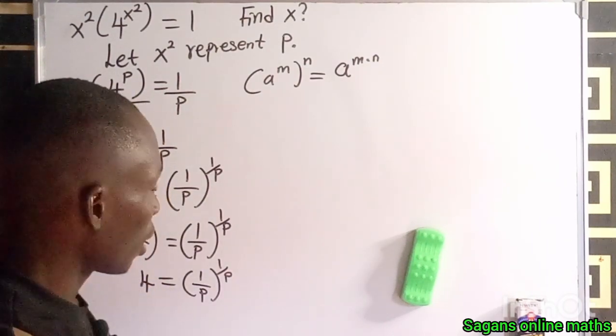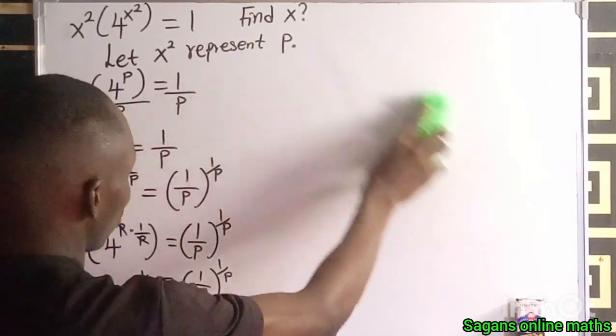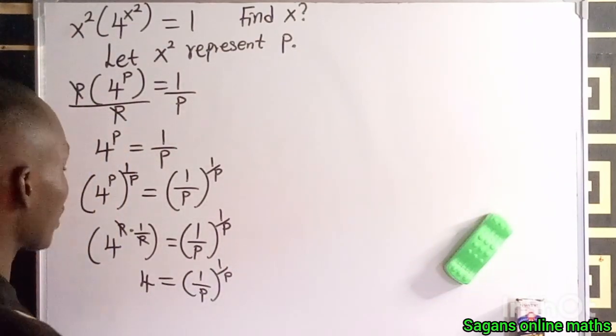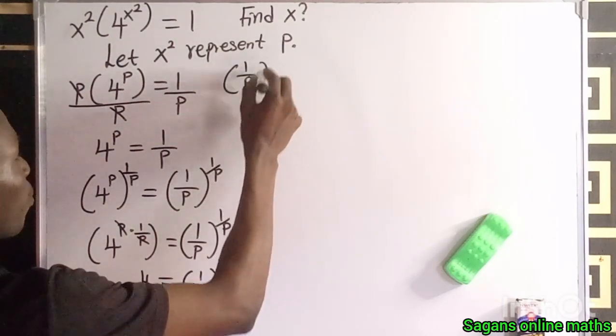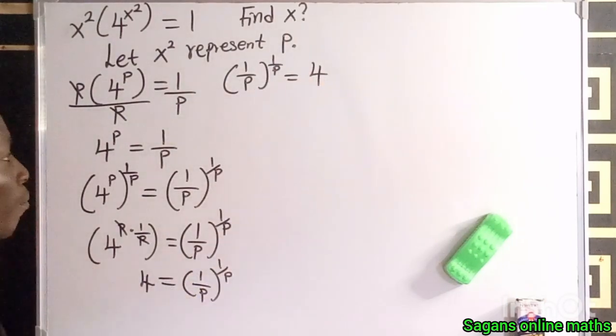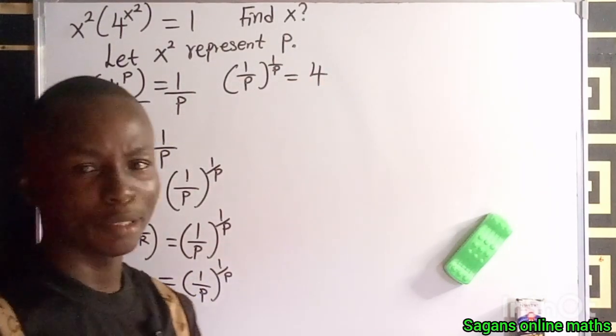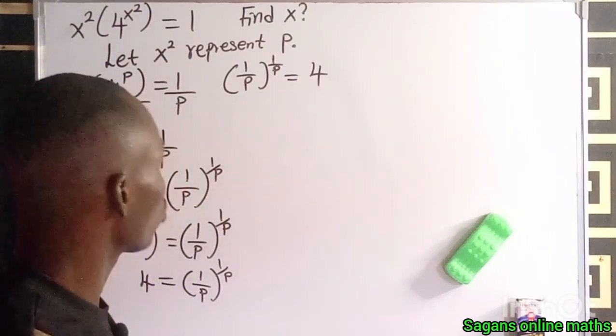I love this. At this point, we are going to do something very interesting and amazing, and you will love it. Now let me write this here as 1 over p, all to the power of 1 over p, is equal to 4. Let us not stress ourselves. Let us all be realistic with this question. Are you hearing me? Now look at what you are going to do.